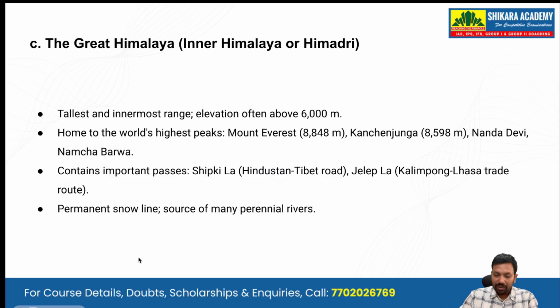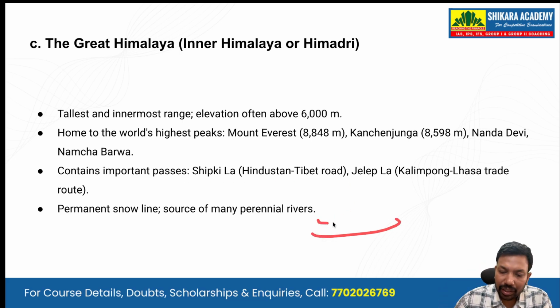And one more type of Himalayas we have is the greater Himalayas, like the inner Himalayas, which is very, very great, very vast. The elevation is about 6,000 meters. The height will be more, and these are among the tallest, the innermost ranges, because from these greater Himalayas we have Karakoram, Ladakh, Zanskar in the north. This is the greater Himalayas.